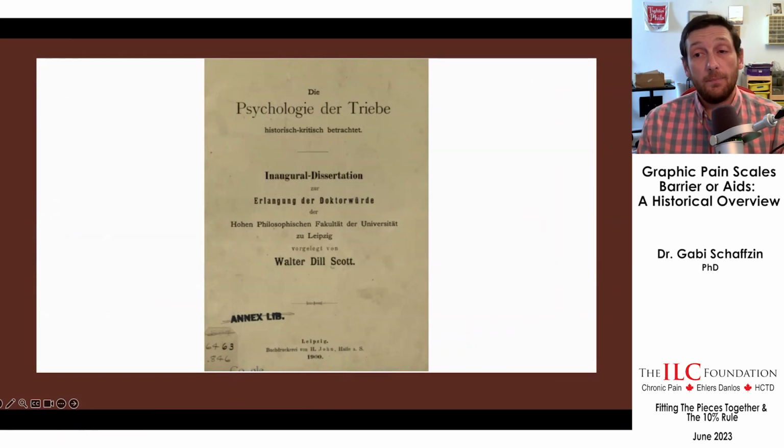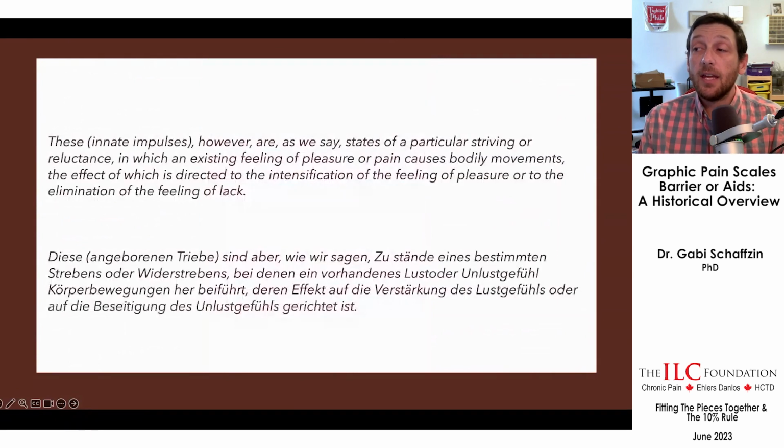graphic rating scale. Scott goes on to quote Wundt, "These innate impulses, however, are, as we say, states of a particular striving or reluctance, in which an existing feeling of pleasure or pain causes bodily movements, the effect of which is directed to the intensification of the feeling of pleasure or to the elimination of the feeling of lack." Think about the movement of marking, how quickly one is expected to respond.